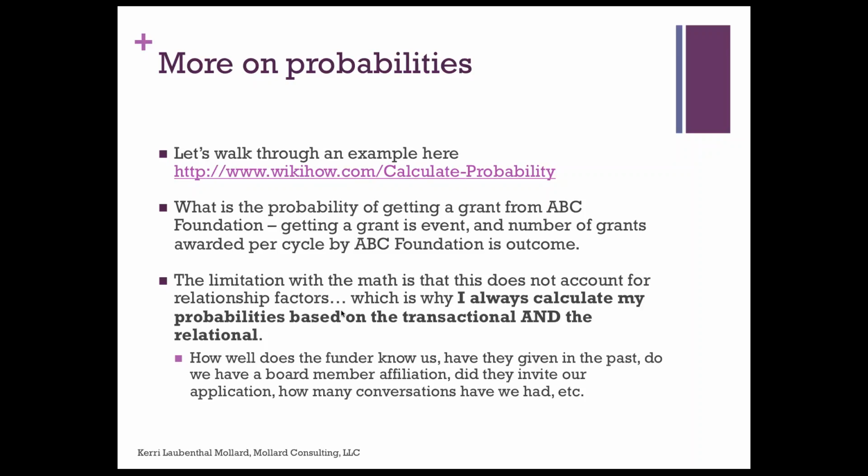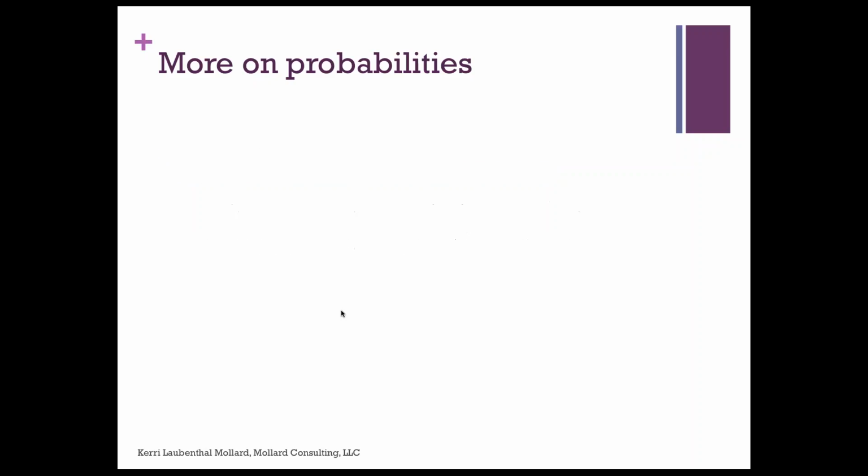So that is why when I calculate probabilities for foundations and corporate grants and sponsorships, I base it on the transactional level and the relationship level. So how well does the funder know you? Have they given to you in the past? Do you have a board member affiliation? Did they invite your application? How many conversations have you had with that foundation? Or is this just some new prospect that you found online and you've never worked with them before? So if I go back, I'm going to go back a screen to this one.